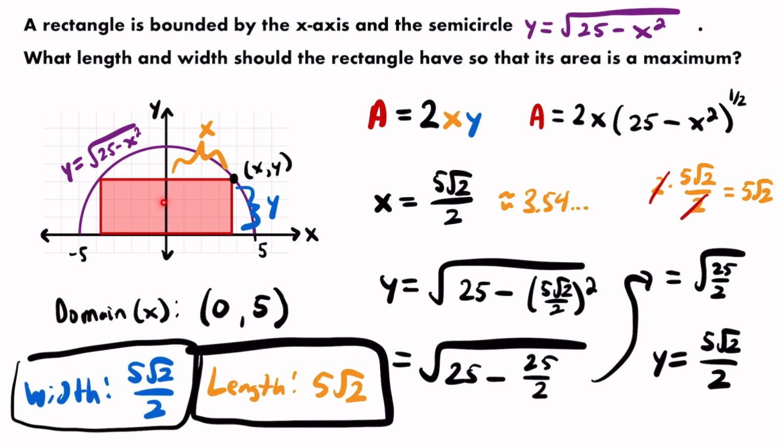If the length of this rectangle is 5 square roots of 2, and the width is 5 square roots of 2 divided by 2, then this rectangle will have the maximum possible area it can have, given that it needs to be within this semicircle and above the x-axis. Okay, and so with that, that is it for this optimization problem.